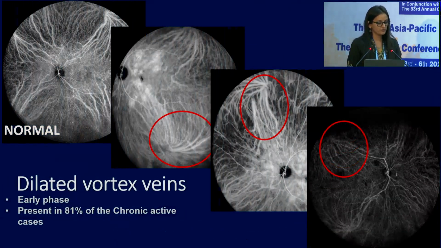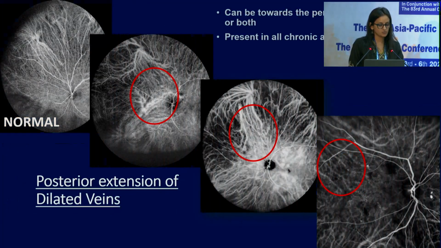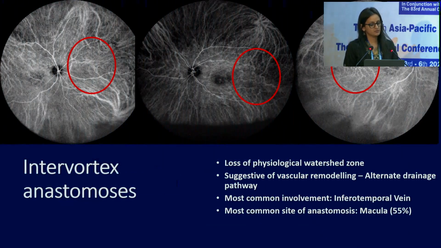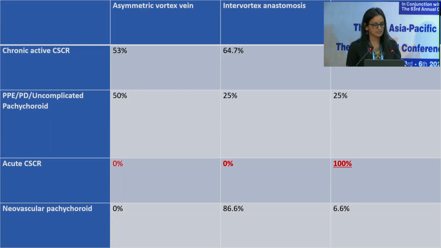We also found the dilated vortex vein in the early phase, which had posterior extension towards the peripapillary region or the macula or both. And intervortex anastomosis, that is the loss of the physiological watershed zone, is suggestive of vascular remodeling. Choroidal vascular hyperpermeability was seen in the mid to late phase, and it correlated with the dilated vessels or the intervortex anastomosis, and it also correlated with the leakage and the window defects.